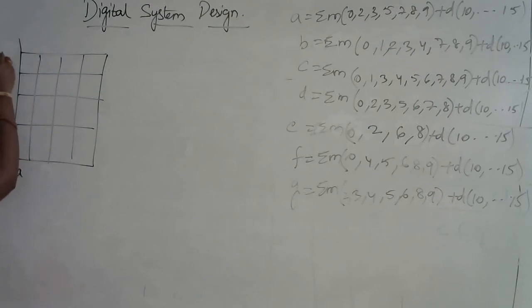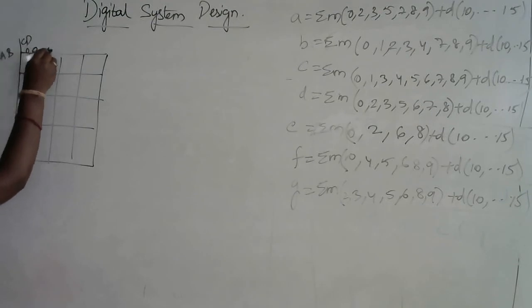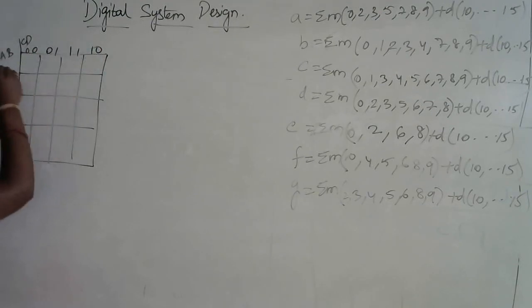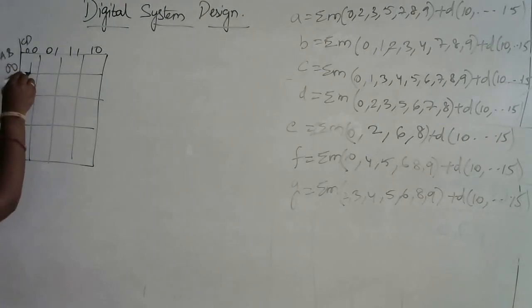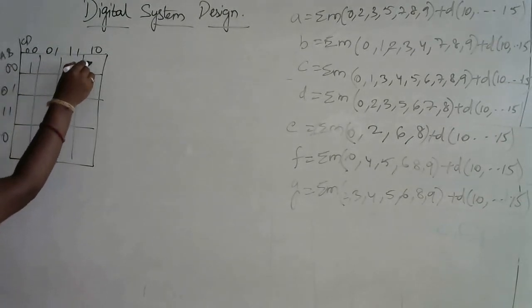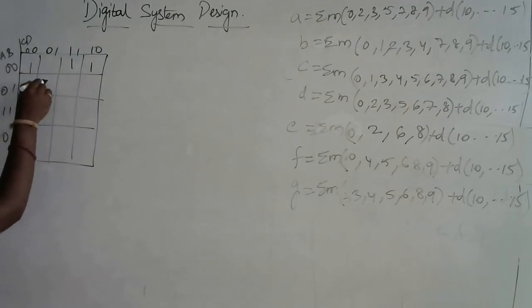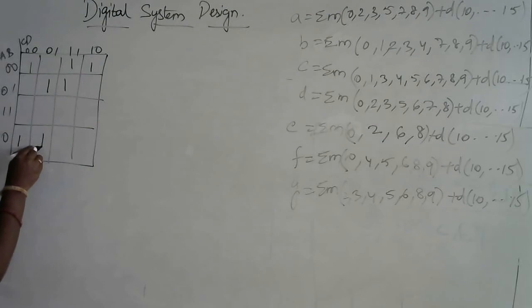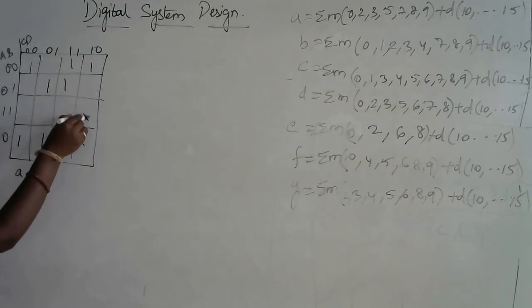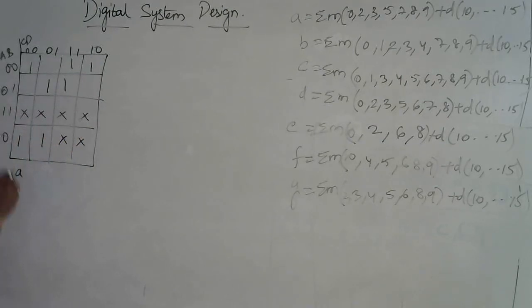So the inputs are A, B, C, D. And as we know, we need to write down here the gray code equivalent. So from the SOP expression, we are having A equal to sigma m of 0, 1 is not there, 2, 3, 4 is not there, 5, 7, 8, 9. And we know that 10 to 15 are don't cares.